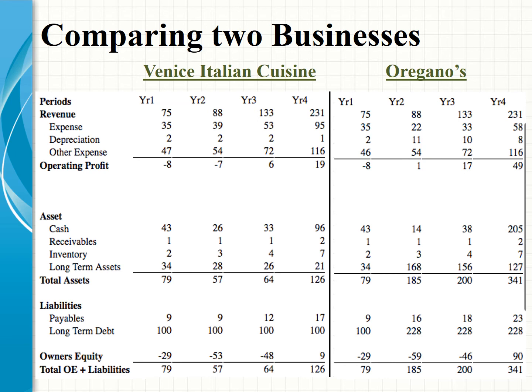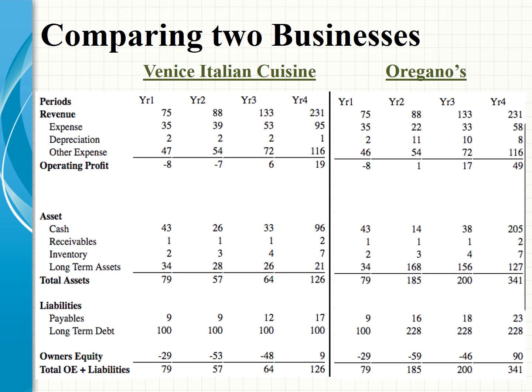Now ask yourself questions regarding liquidity. How do you determine the restaurant's liquidity? We will look at the total current assets and the total current liabilities. If a business has more assets than liabilities, it is liquid. If a business's total current assets are less than its total current liabilities, then it is illiquid. Does the Venice Italian Cuisine restaurant have more liquidity than the Oregano's restaurant in year 2? Of course. Can you explain why?